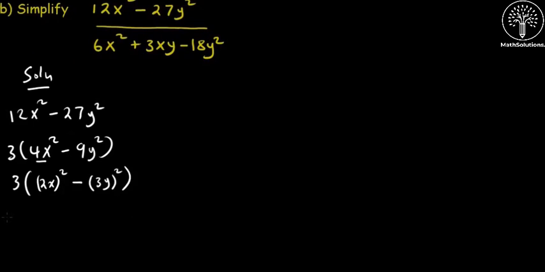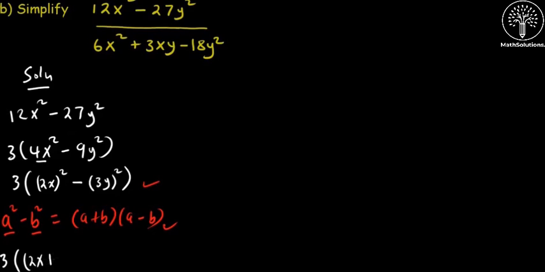Recall the quadratic identity: a squared minus b squared can be factorized into the form a plus b into a minus b. So here is a difference of two squares. Relating the identity with our expression, we obtain 3 into 2x plus 3y into 2x minus 3y.